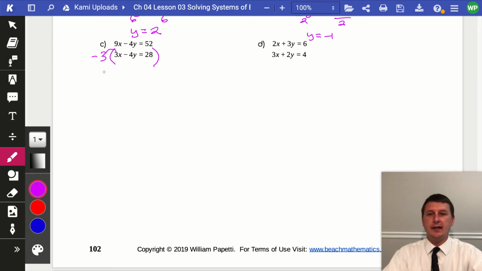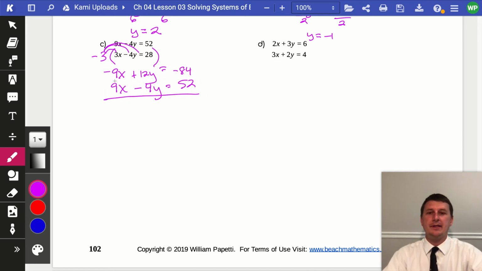Negative 3 times 3x will give me negative 9x. Negative 3 times negative 4 will give me positive 12y. And negative 3 times 28, well, what's that? That's going to be negative 84. And I'm going to recopy the equation I have not used yet, which is 9x minus 4y is equal to 52. And now, since I have opposite coefficients, I'm ready to add these equations together.